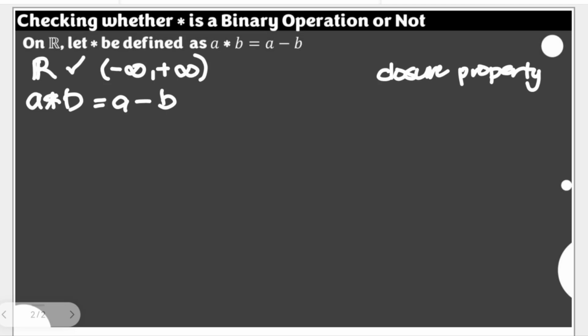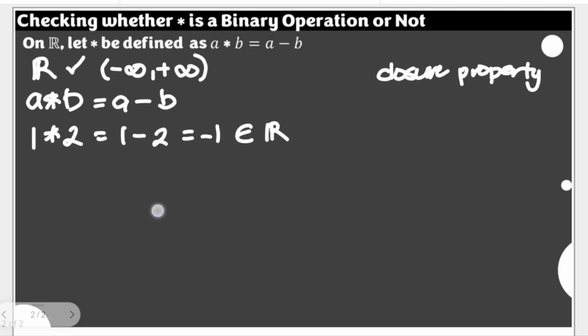If we pick, let's say, 1 star 2, we'll have 1 minus 2, which will give us negative 1, and this is an element of the real numbers. Is it now enough for us to say that this is closed or that we have established the closure property? Take note that even with only one counterexample, the closure property will not hold. So let's try other values.